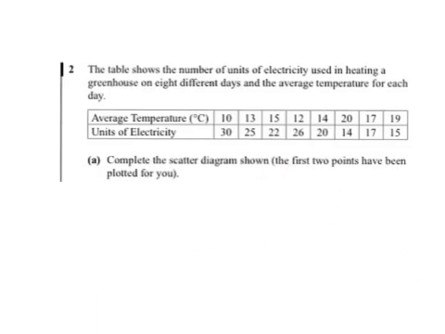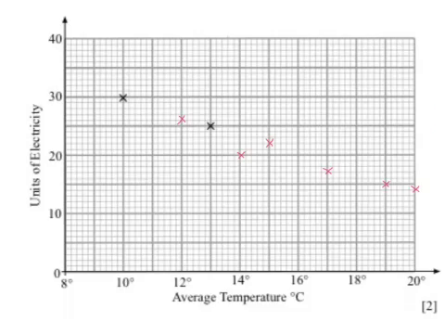In question 2, you're asked to complete a scatter diagram with the axes drawn for you, and indeed the first 2 points. The only thing you must be careful about is ensuring that you get the x and the y coordinates correct. The x coordinate is the average temperature, the y coordinate the unit of electricity. So the remaining 6 coordinates have now been drawn, and you can see that as the average temperature is increasing, the units of electricity are decreasing. So the general trend is to have a negative correlation. This is the answer to part B.